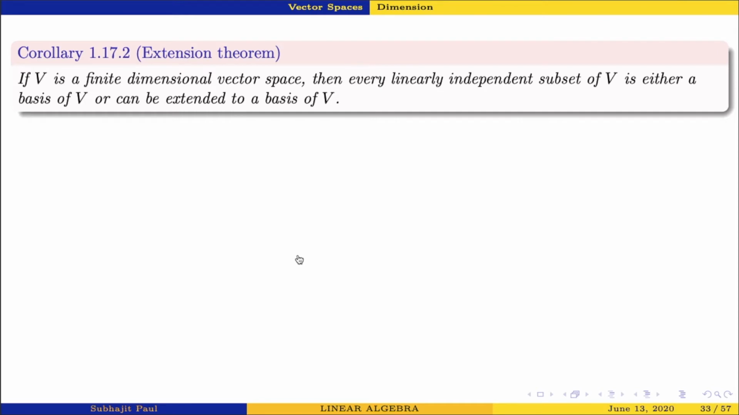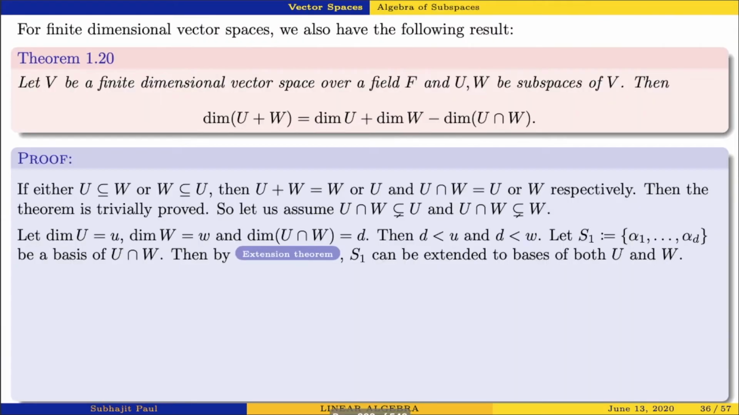So that is your extension theorem. By this extension theorem, this basis S1 can be extended to a basis of both U and W. Let S2 be alpha 1 to alpha d, coming from S1, and the newly adjoined vectors beta d plus 1, beta d plus 2 up to beta u, where u is the dimension of capital U.